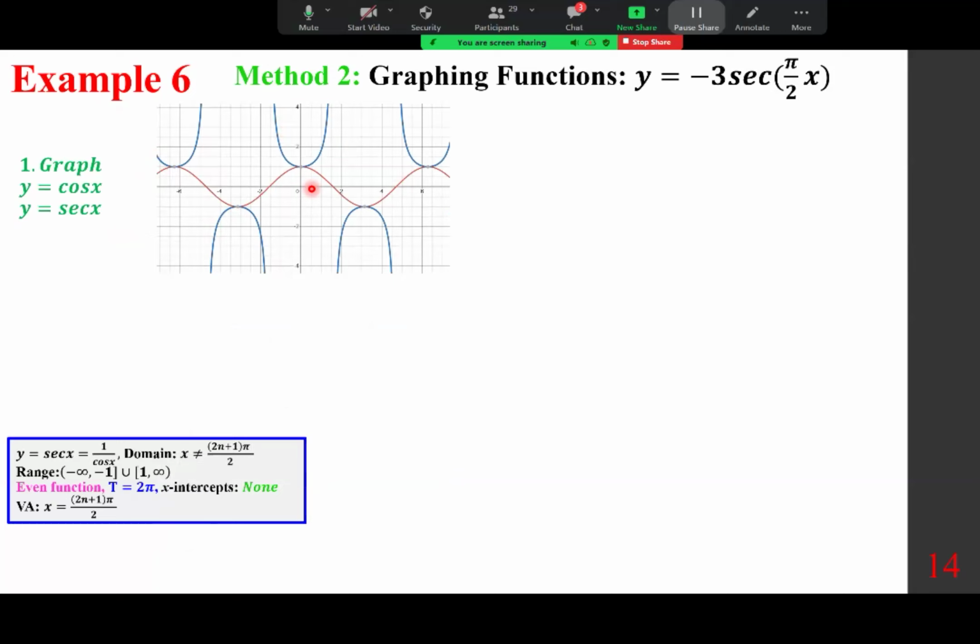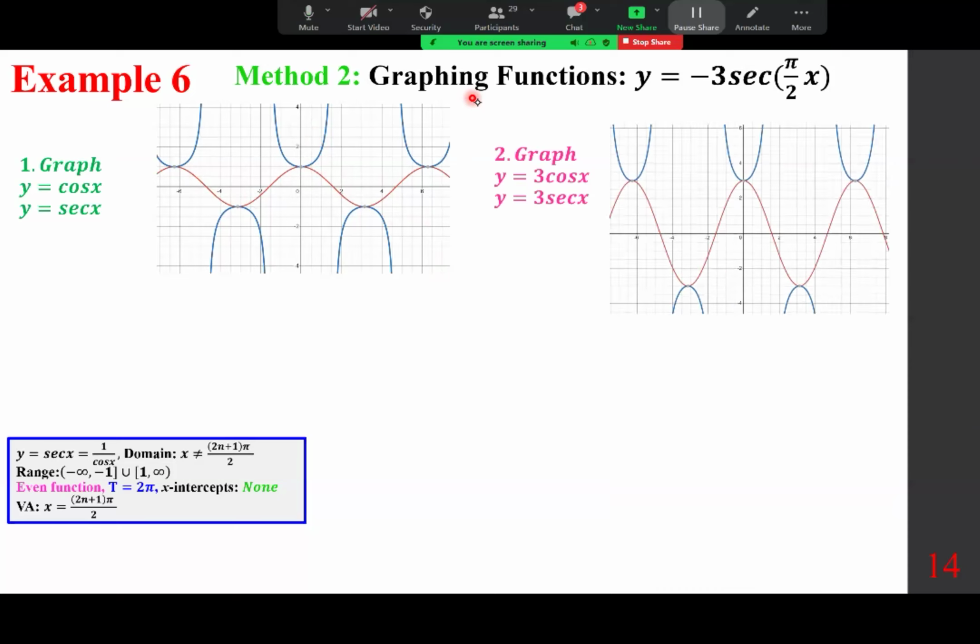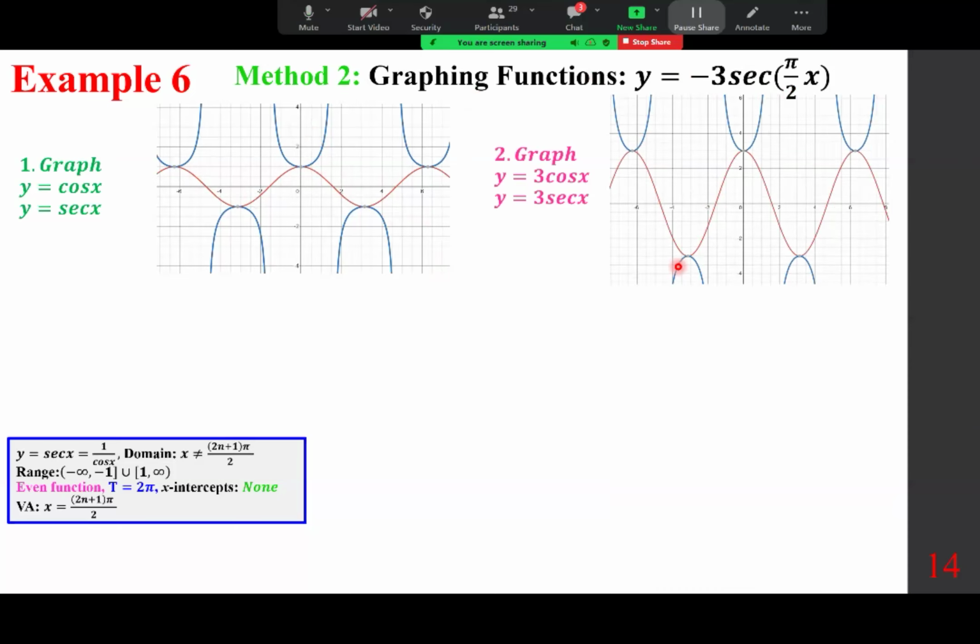So this is basic cosine. The red one is basic cosine. The blue one is the basic secant. So we multiplied by 3. So if you go back to this basic cosine to make it 3 times cosine x, the y-intercept of 0, 1 goes to 0, 3. So the red one stretches by a factor of 3. Now flip that over. So the red one is 3 cosine x, and the blue one is 3 secant x.